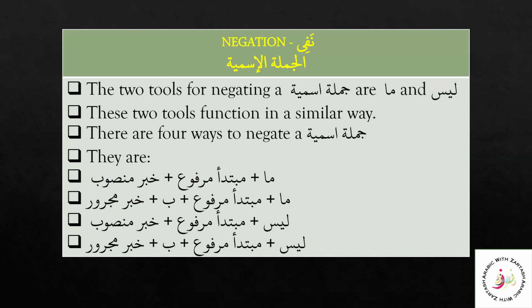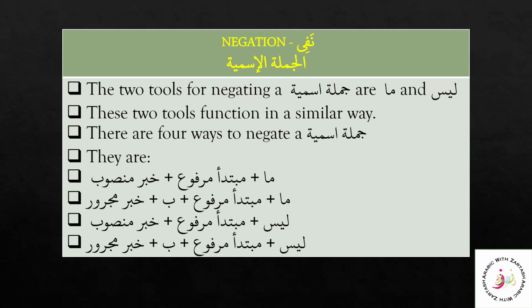We are going to follow a certain pattern or structure of the sentence following the Jumla Ismiya. There are two main tools that are used for negation in Jumla Ismiya, that are ma and laysa, and they both work in a similar way. So there are four ways to negate a Jumla Ismiya. As you can see, there are four patterns given for ma and laysa. Two are for ma and two are for laysa.